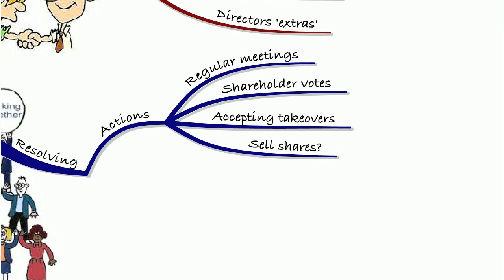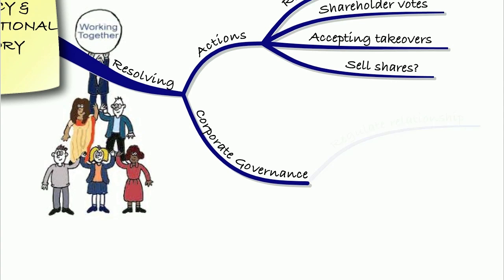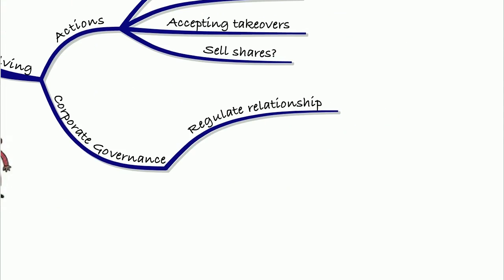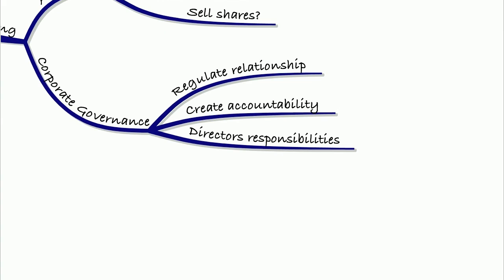The main way to resolve this is through corporate governance, and that's what we're going to be looking at in detail over the next few lectures. So corporate governance regulates the relationship between the shareholders and the agents, the management within the organisation. It seeks to create accountability. It seeks to make sure that directors have responsibilities whenever they perform their duties. So we're going to look in detail at some of those responsibilities over the next few lectures.